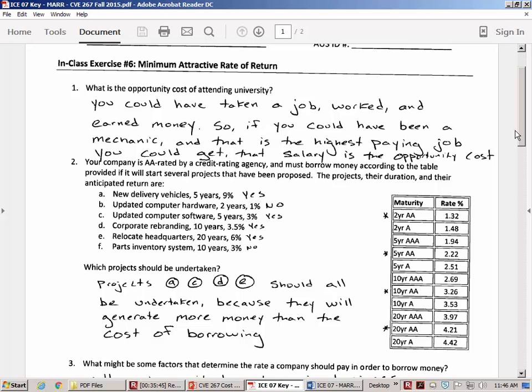But then option B, the computer hardware, we can repay that loan in 2 years, but it's only giving us a 1% return. So why do we reject it? We're a AA company, we pay 1.32%. So if we borrow that money for the computers, we're going to lose money on that. So we should reject it because the cost of capital is greater than the rate of return. And it's the same pattern for the rest of them. Any questions about number 2?